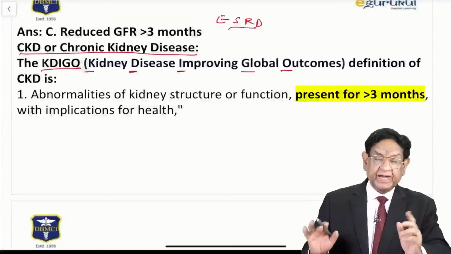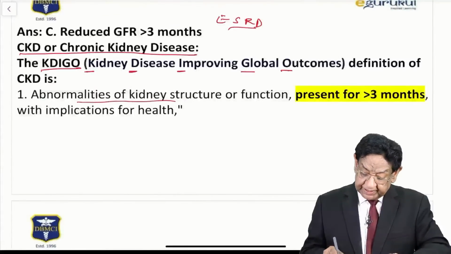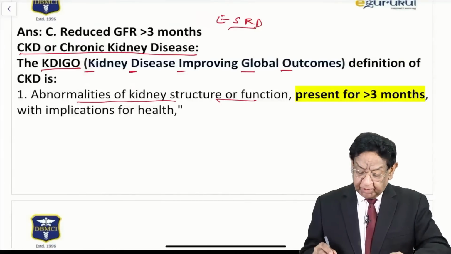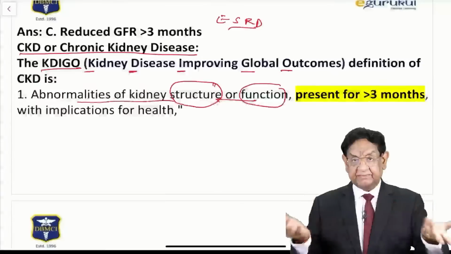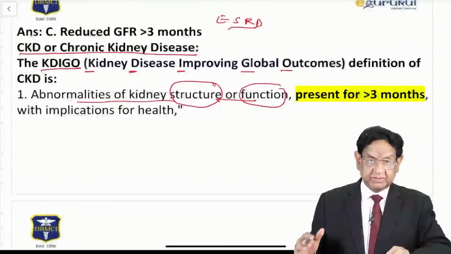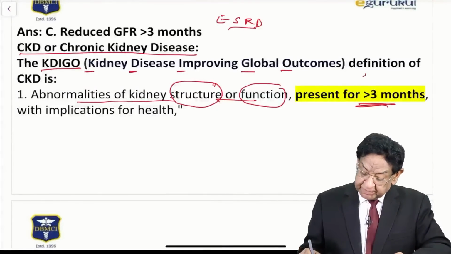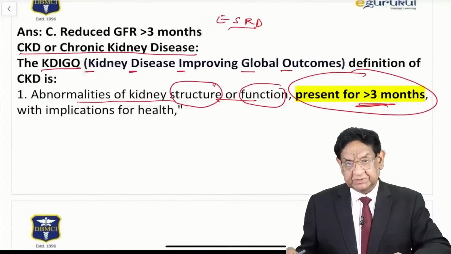Now it defines CKD as follows: abnormality of kidney structure or function. Point to be noted, abnormality may be in the structure, anatomy or physiology. Either can be there. It's not one. This is a basic pathophysiology. Present for more than 3 months. This 3 months is a key word. It has to be there for 3 months.